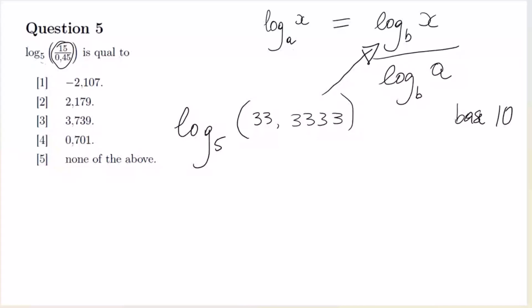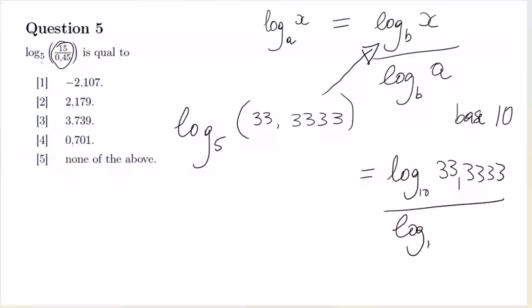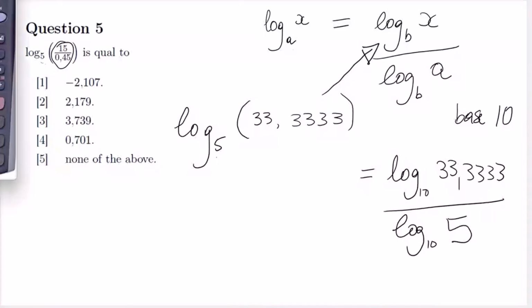Why? Because our calculators can only handle base 10. So I'm going to change to base 10. I'm going to have log base 10 of 33.3333 divided by log base 10 of whatever the old base was. Okay, so now this is the concept of changing the base. Log 10 is what the calculator uses, base 10. So this is in base 10.